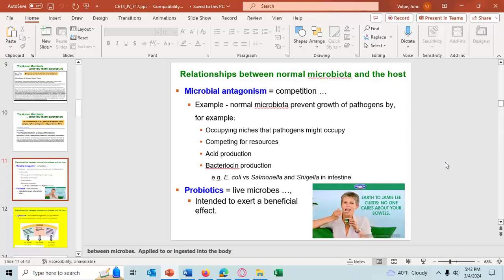The normal microbiota can also produce acid, making the region of the body too acidic for the human pathogen. This is especially true in the mouth and the urethra, but it's also true on the skin, where the normal microbiota make these areas more acidic. And that might be too acidic for a pathogen to get established, grow, and then cause disease.